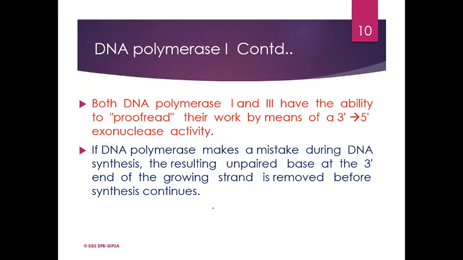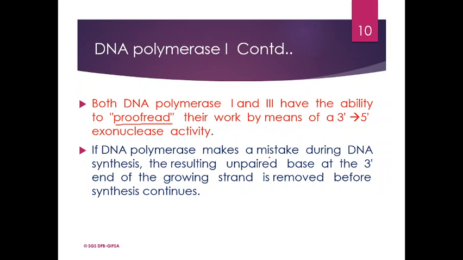Both DNA polymerase I and III have the ability to proofread. Now this is again a very important characteristic possessed by DNA polymerases. To proofread means whatever nucleotide they have attached, they can go back and remove. Suppose during addition of nucleotides the complementary base pairing order has been lost, or any mismatched nucleotide has been incorporated. Immediately the DNA polymerase goes back and removes that nucleotide.